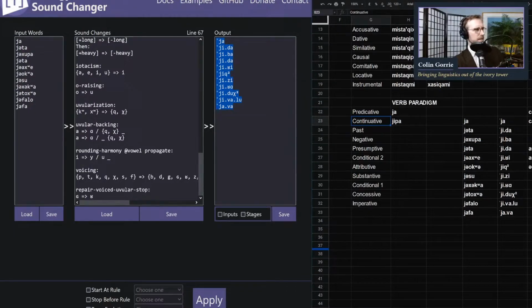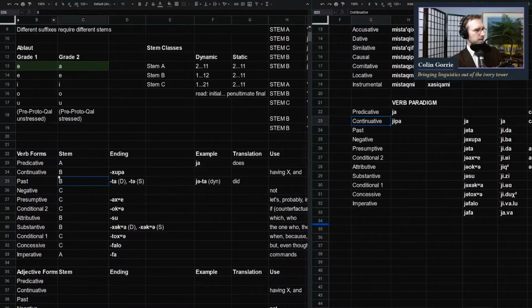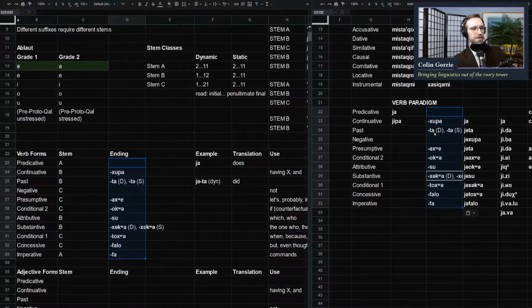Did I get this right? Am I just losing it? Let's just, predicative. Okay. So I need a little bit more. So this is what we have in the proto form. So I'm going to clean all this up, and it's going to be all nice and good at some point, but not yet. Okay, so we have ya here, yiba here.